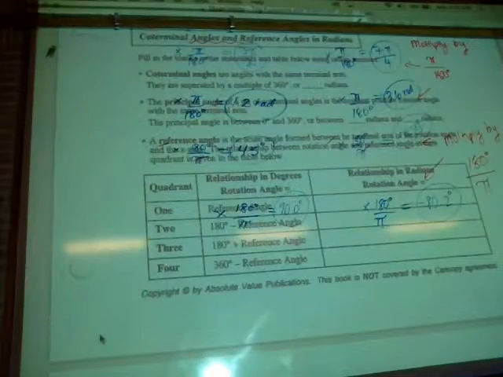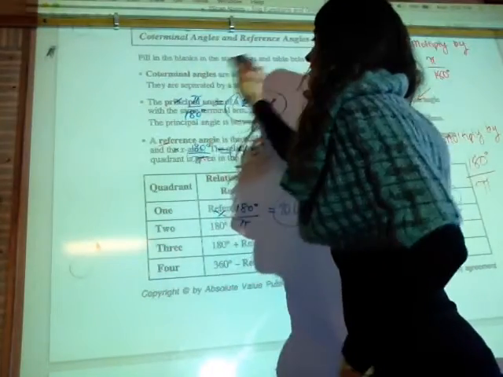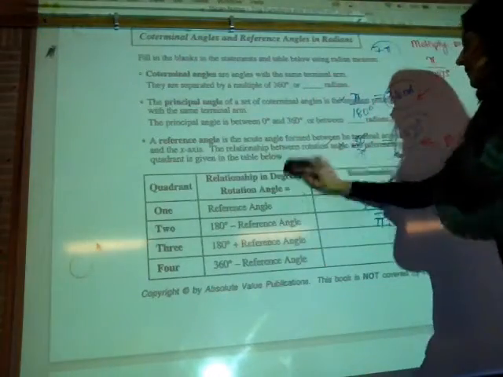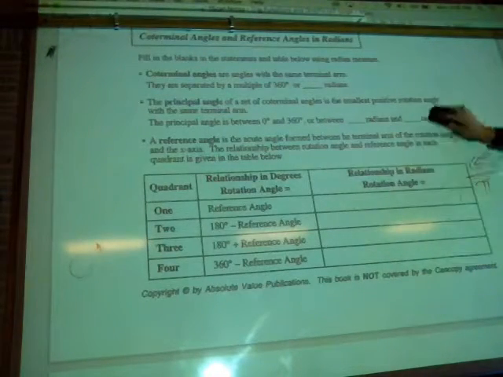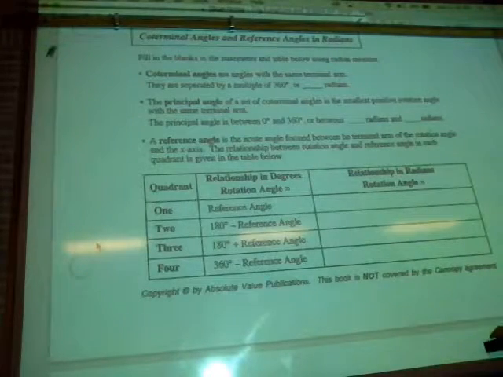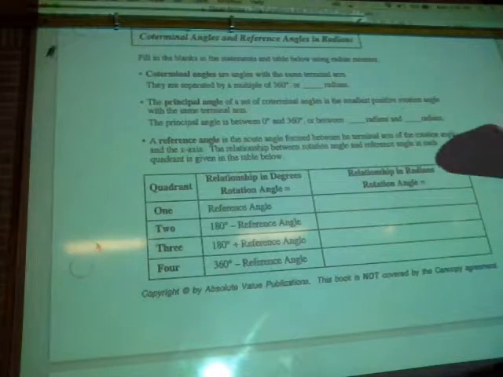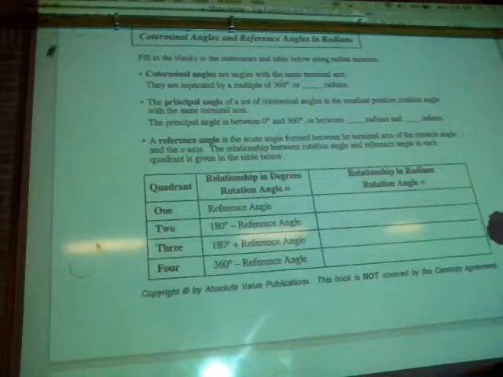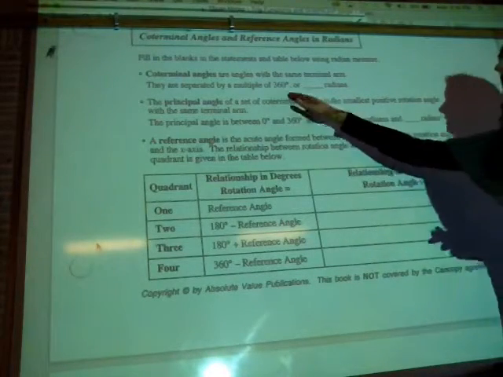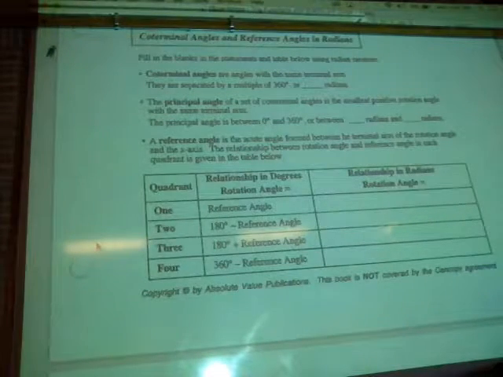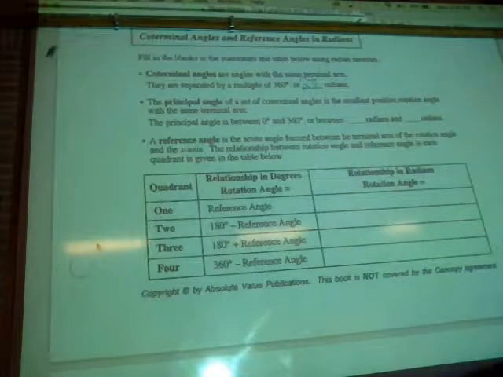Okay, this next example is just refreshing our memories on coterminal angles and reference angles. We briefly talked about it at the beginning of class, but there is a summary to start us off. So coterminal angles are angles that share the same terminal arm. Okay, they're separated by multiples of 360 degrees. So if I did a full rotation, I would be back at that same terminal arm. Or if I went in the other direction, full circle, I'd be back at that same terminal arm. 360 degrees is equivalent to how many radians? 2 pi. 2 pi, perfect. Pass the first test.